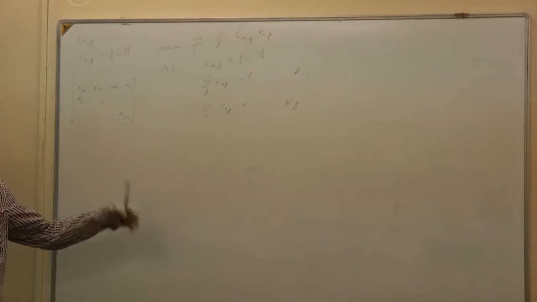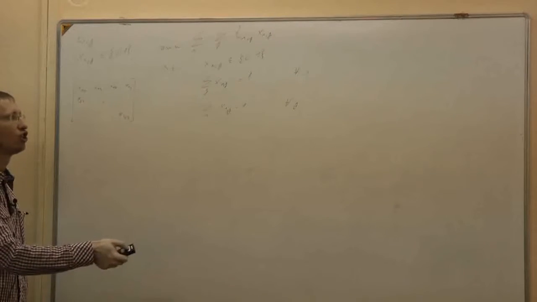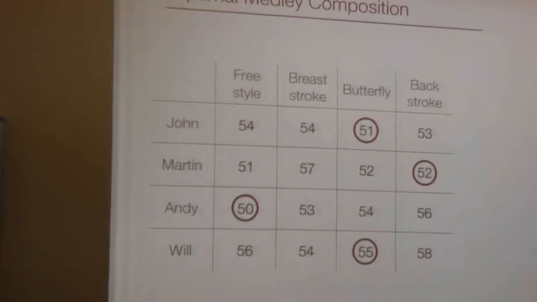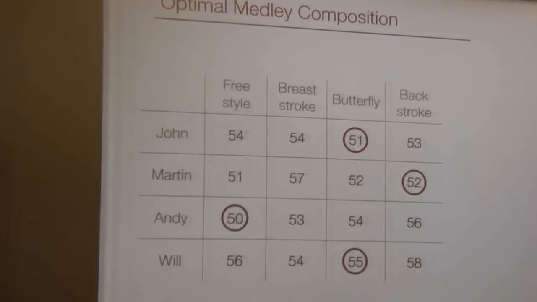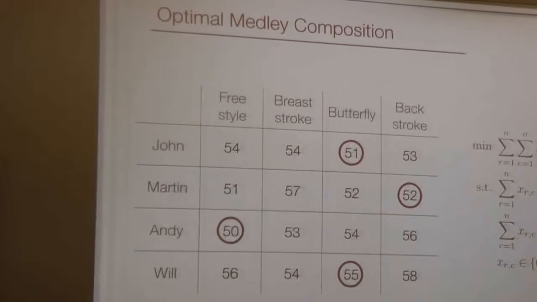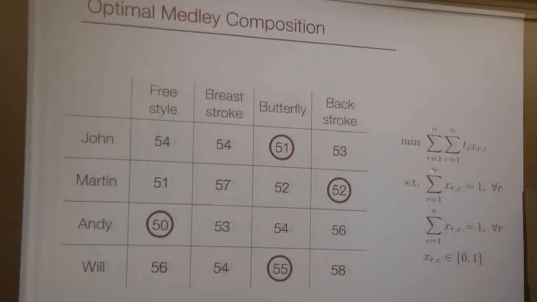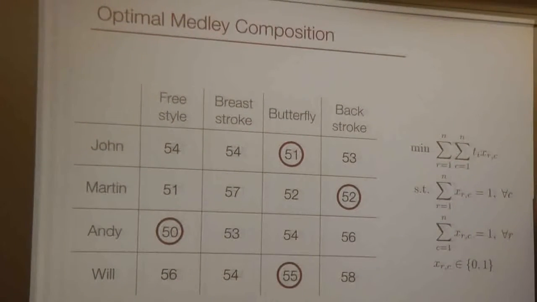Okay, so for each style, there must be one swimmer who covers that piece of the medley. So this is the optimization problem that we just set up. Here I'm using the indices R and C. R is for rows and C is for the columns. And it's the same as on the whiteboard.